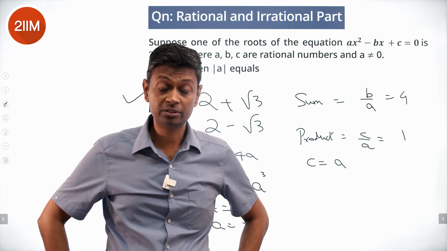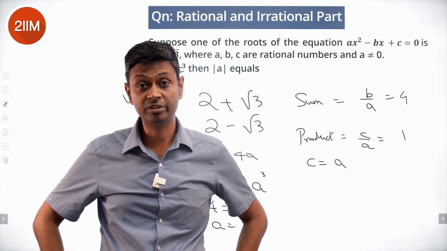ax square plus bx plus c equal to 0. Sum of the roots is minus b by a. Product of the roots is c by a. Done. Get through.